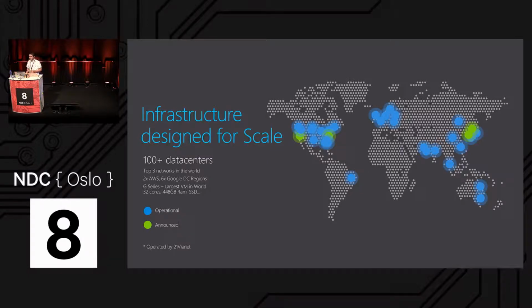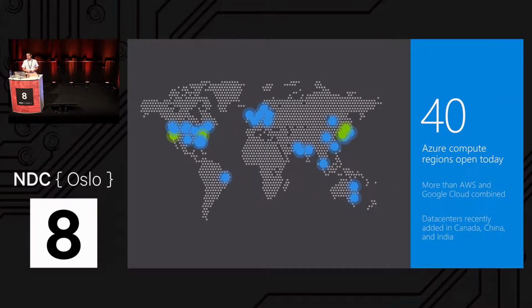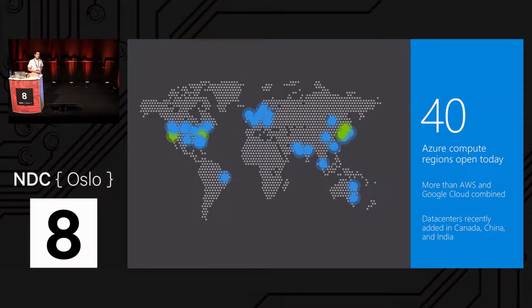But what's cool is that we have actually more data centers around the globe than AWS and Google Cloud combined. What's really unique, though, is that we give you this amazing service called Azure Stack. Has anyone heard of Azure Stack? All right, so a few of you haven't. Imagine that while we have 40 compute regions, and we have hundreds of thousands of data centers around the globe to create a mesh network, if you're in an organization that can't deploy to the cloud, you can bring Azure to you.